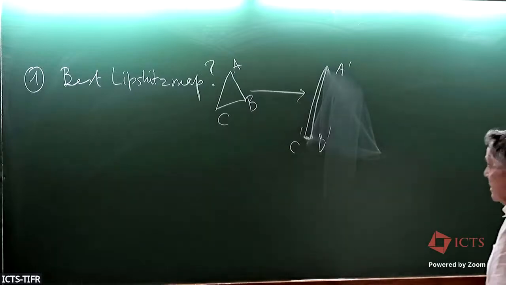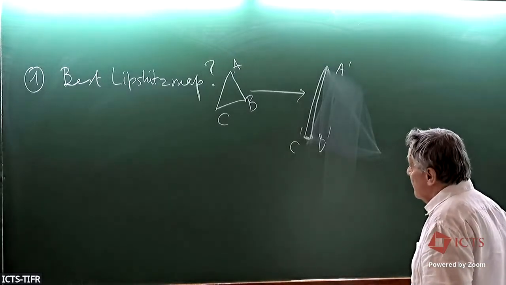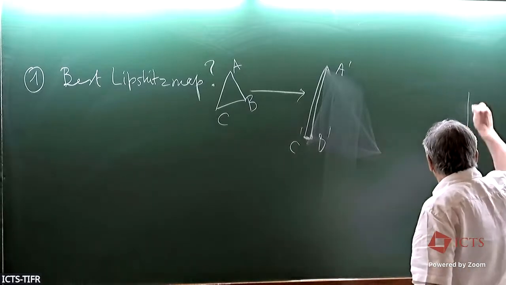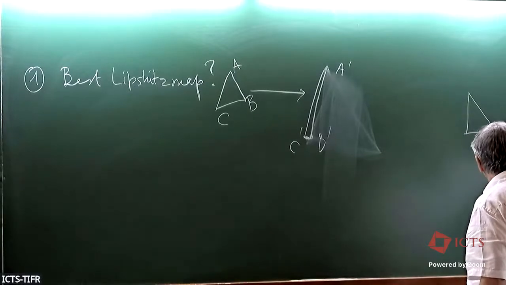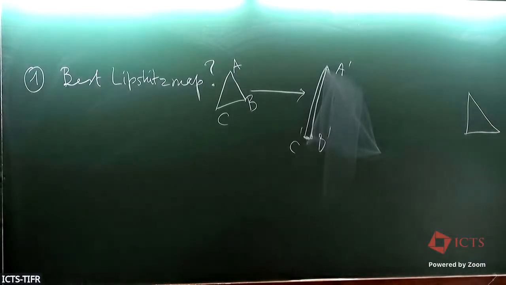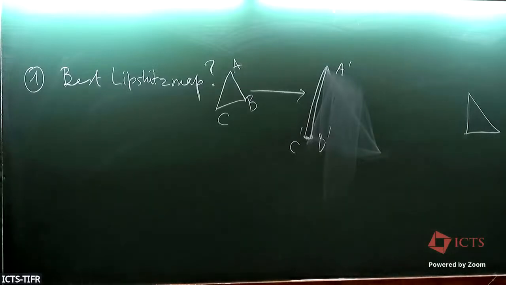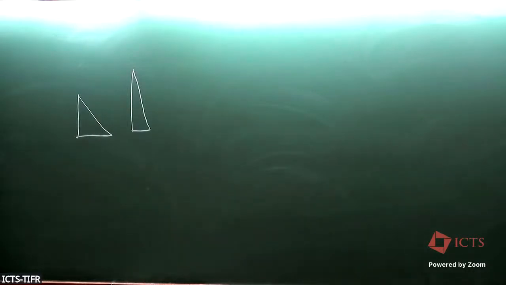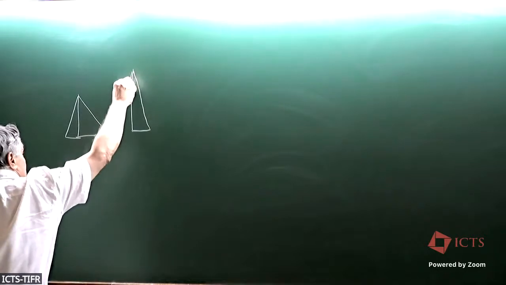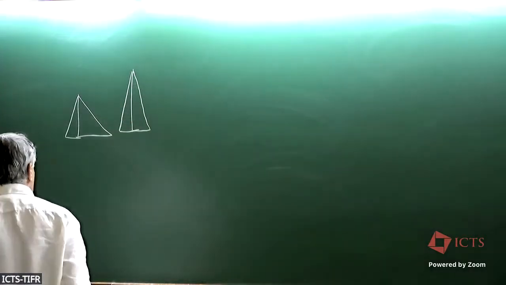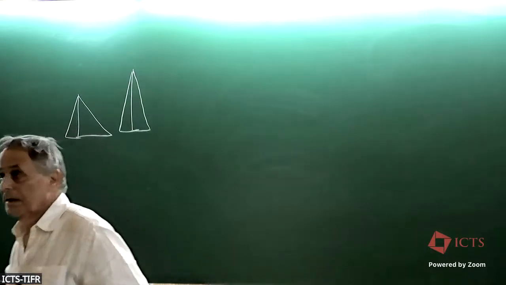Let me tell you the idea, in fact. The best Lipschitz map between right triangles is the affine map. And when you have two triangles which are not right triangles, then you have to compose the two affine maps. This is the answer.